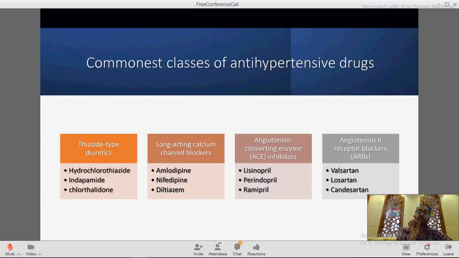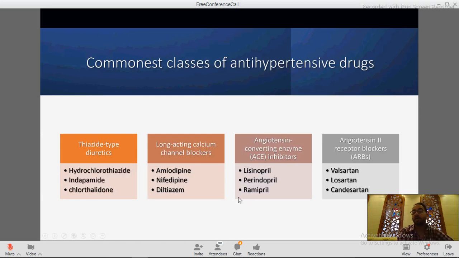These are the commonest classes, not the only classes. We have many classes. I give you the 4 important classes that are most commonly prescribed, what are called the first lines of treatment of hypertension, and I gave you 3 examples of each. We have the thiazide-type diuretics like hydrochlorothiazide, indapamide, and chlorthalidone; the long-acting calcium channel blockers: amlodipine, the most commonly prescribed of them, nifedipine, which is commonly used in pregnancy, and diltiazem. Angiotensin converting enzyme inhibitors. These are once-daily treatments.